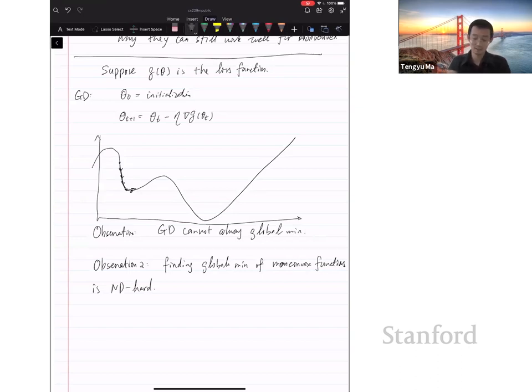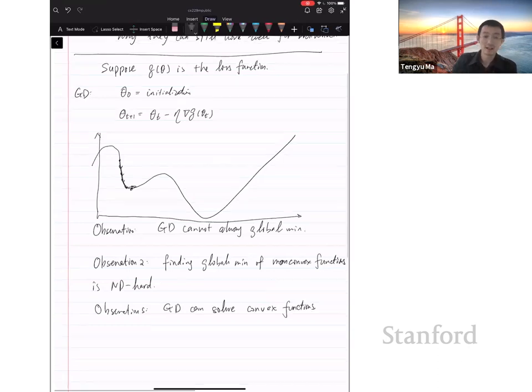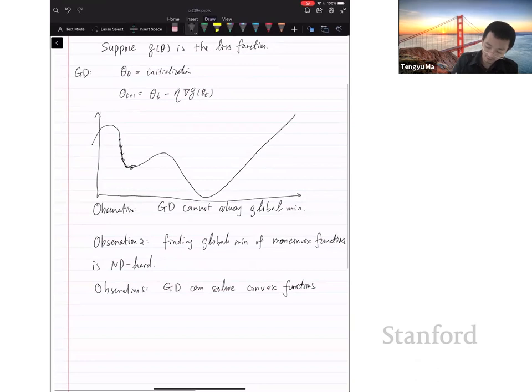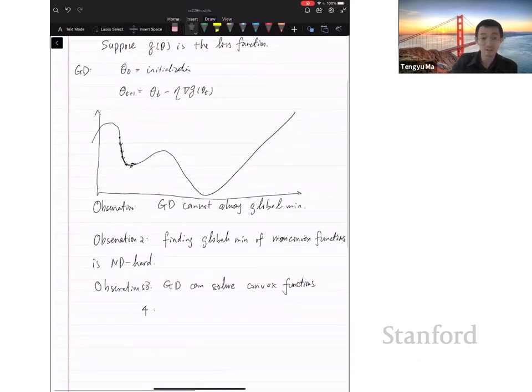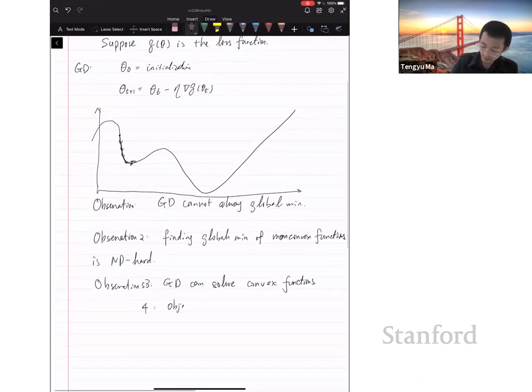Okay, and observation 3, obviously this is the opposite observation. So gradient descent can solve convex functions, as I said. And I guess observation 4 is that objectives in deep learning are non-convex.